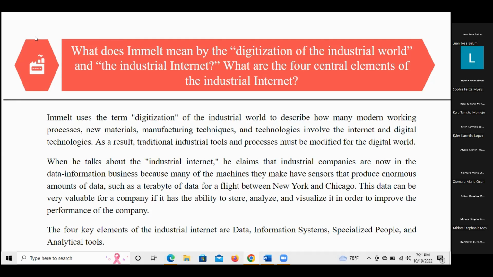When he talks about the industrial internet, he claims that industrial companies are now in the data information business because many of the machines they have may have sensors that produce an enormous amount of data, such as a terabyte of data for a flight between New York and Chicago. This data can be very valuable for a company if it has the ability to store, analyze, and visualize it in order to improve the performance of the company. So the four key elements of the industrial internet are data, information system, specialized people, and analytical tools.